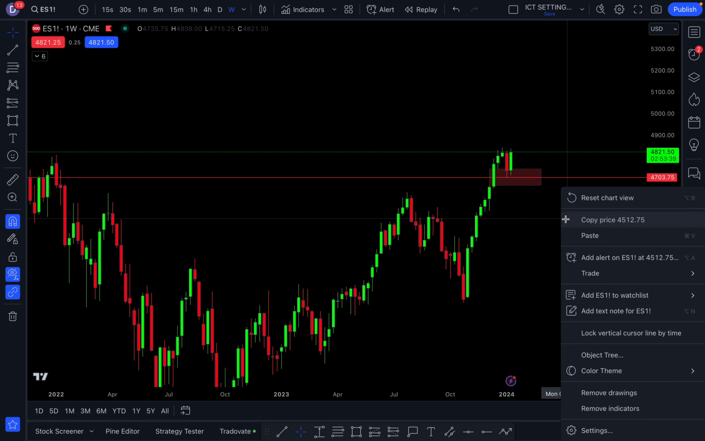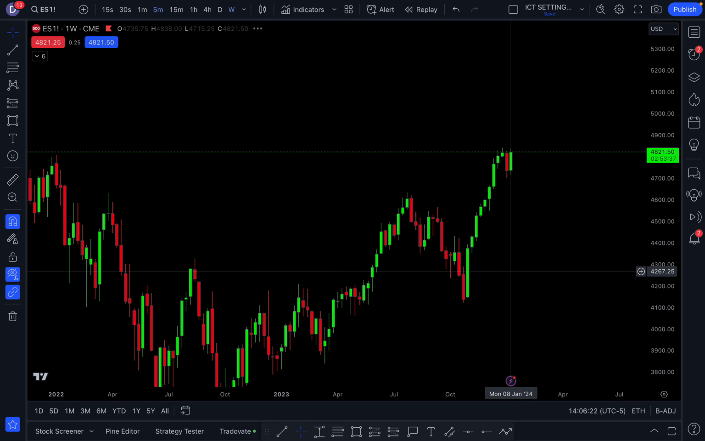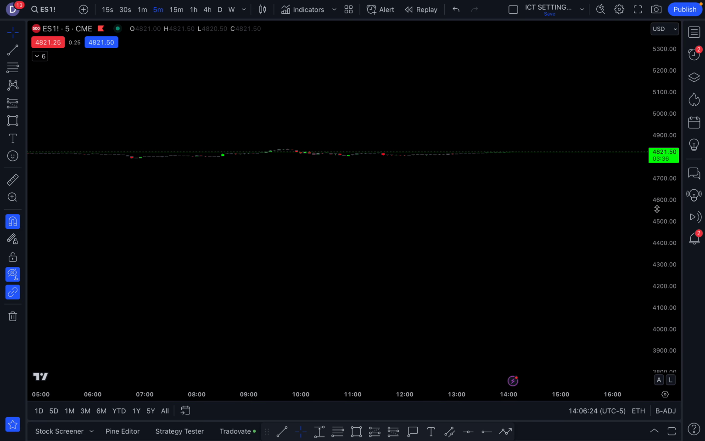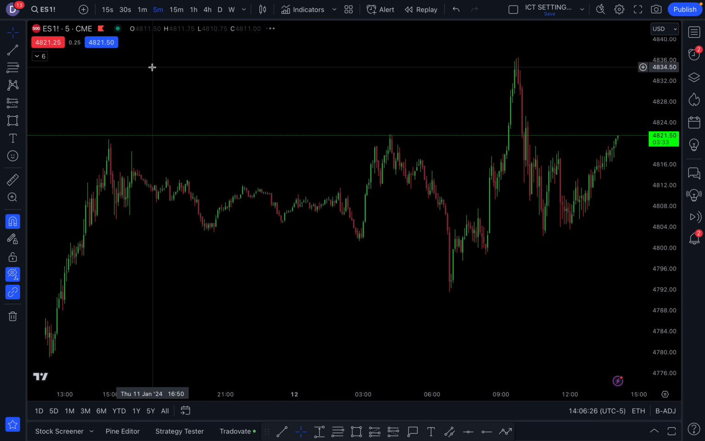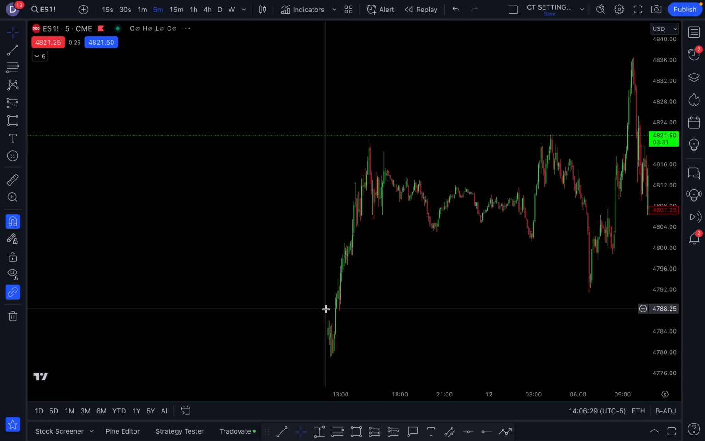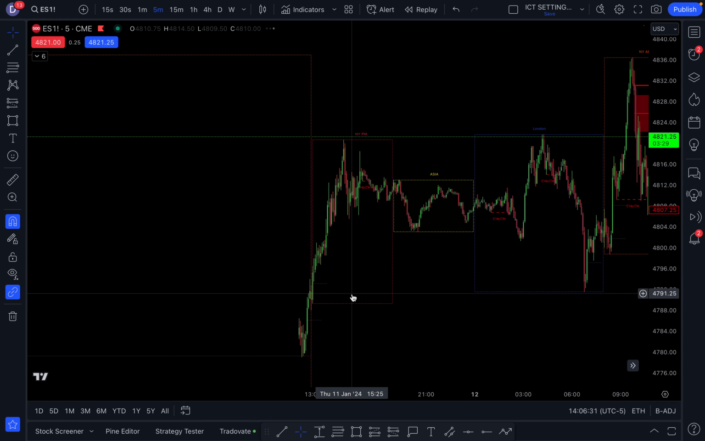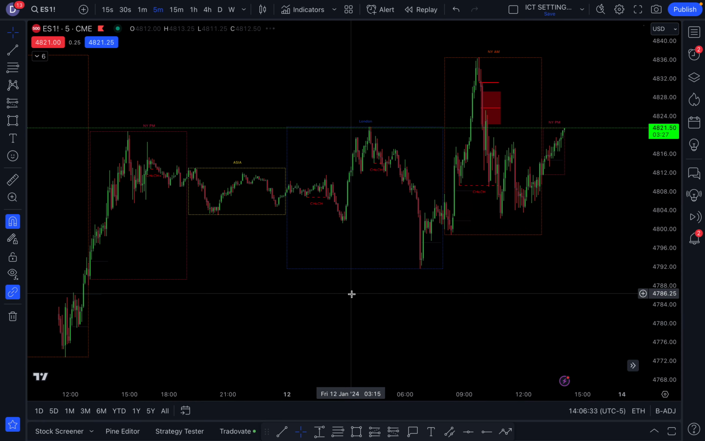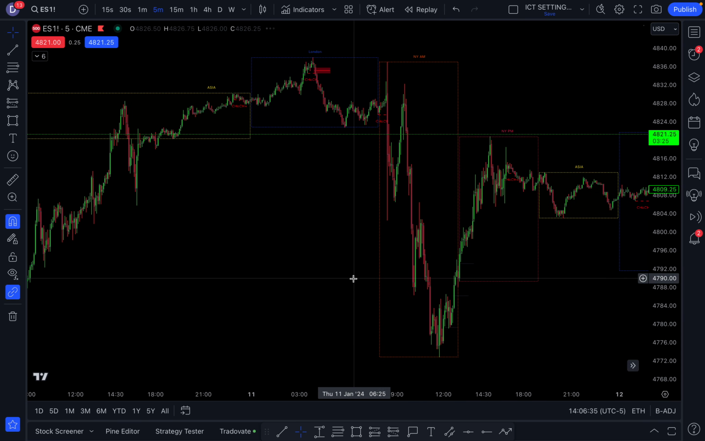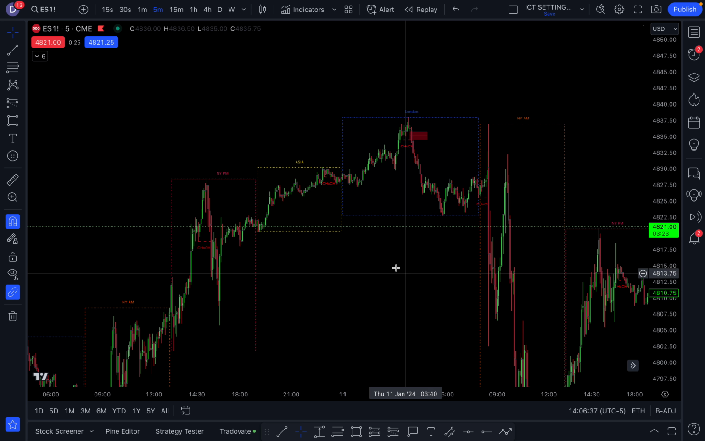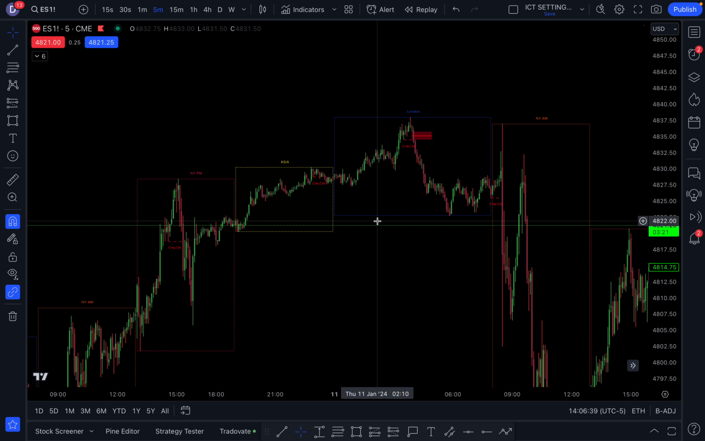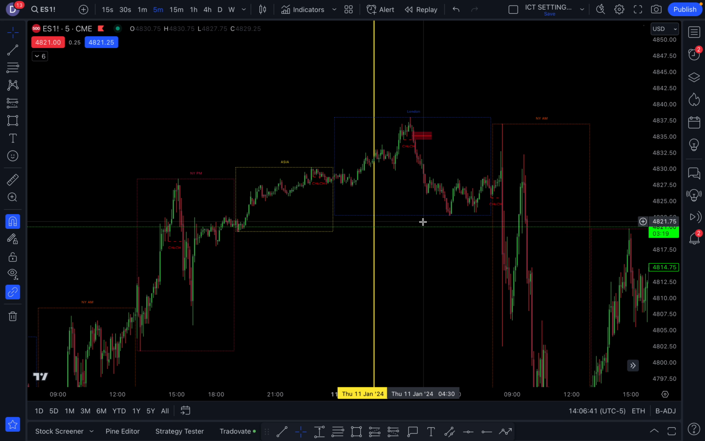With that in mind, here's how you could have traded yesterday, the CPI day. Let's go back into the 5-minute and hide the indicators. You can see it was yesterday here. So start taking notes, guys. From 2 a.m. New York time to 5 a.m. New York time.